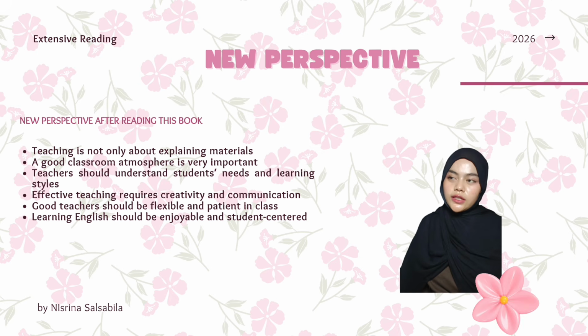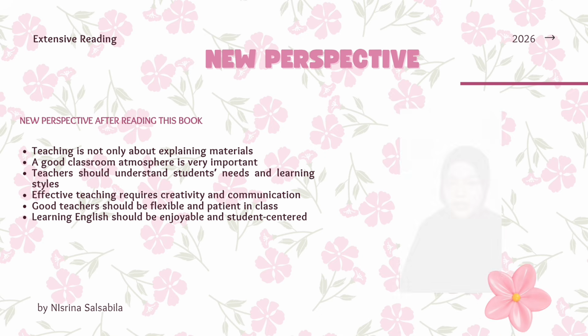And I also learned that teachers should understand students' needs and learning styles because every student learns differently. For example, some students understand lessons faster through discussion and speaking activities, while others prefer watching examples or practicing directly. Because of that, teachers should use different teaching methods for different students.